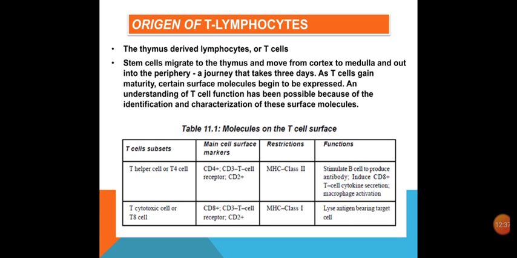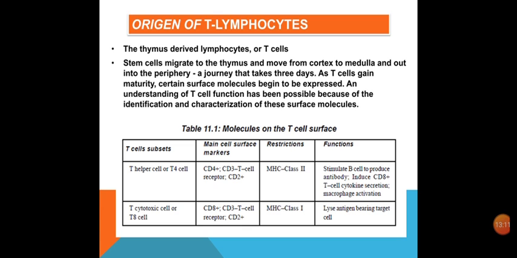Origin of T lymphocytes. The thymus-derived lymphocytes or T cells appear as stem cells that migrate to the thymus and move from cortex to medulla and out into the periphery, a journey that takes 3 days. As T cells gain maturity, certain surface molecules begin to be expressed. An understanding of T cell function has been possible because of the identification and the characterization of these surface molecules.